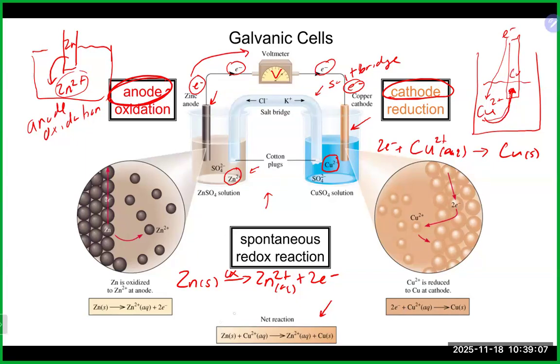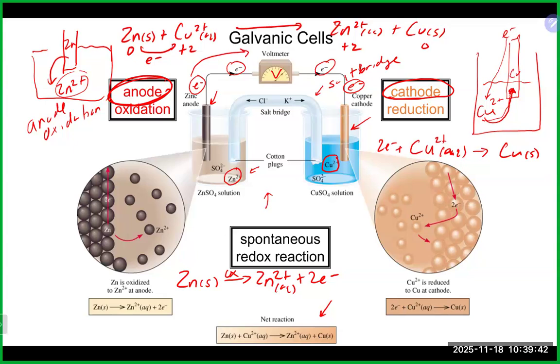Overall, solid zinc plus our copper 2+ is going to our zinc with a 2+ charge and our solid copper in this case. This is zinc going from 0 to +2. It is becoming more oxidized, becoming more positive. Our copper is going from +2 to 0, gaining those electrons, becoming reduced. Electrons are basically transferring over in this particular case.